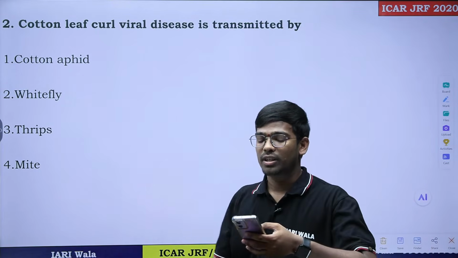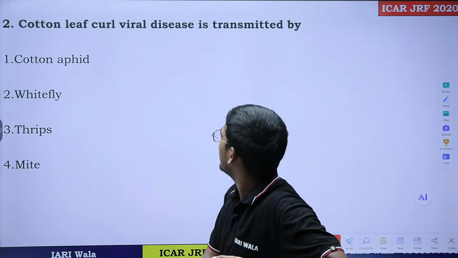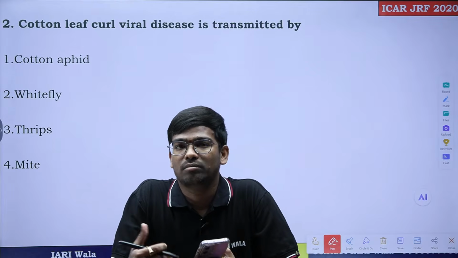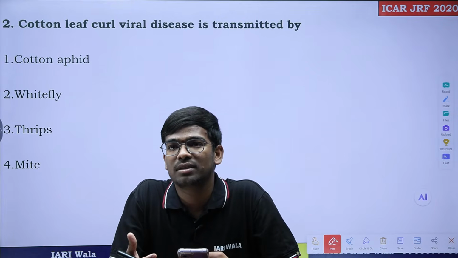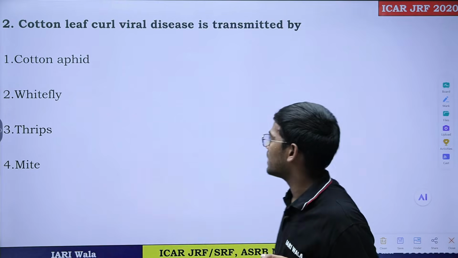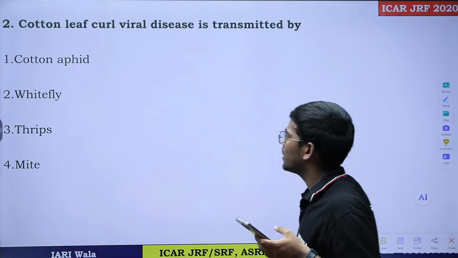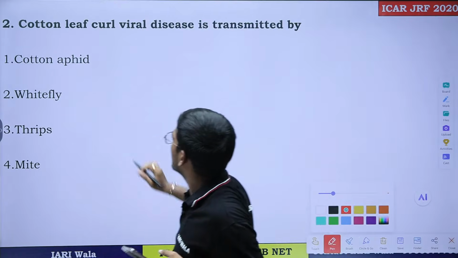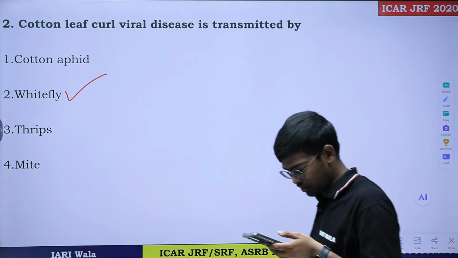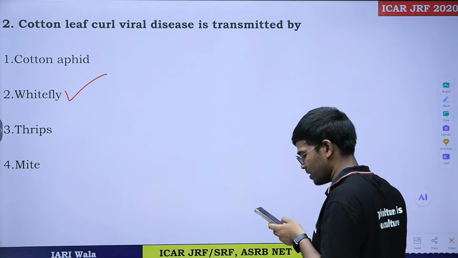The next question is: cotton leaf curl viral disease is transmitted by? Many of the diseases, mainly leaf curl diseases, are transmitted by whiteflies mostly. So here the cotton leaf curl disease is transmitted by whitefly. One student responded B. Okay, now the students were responding.